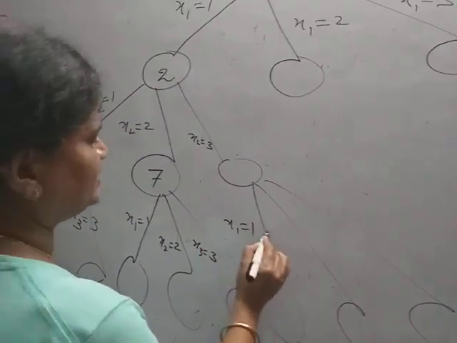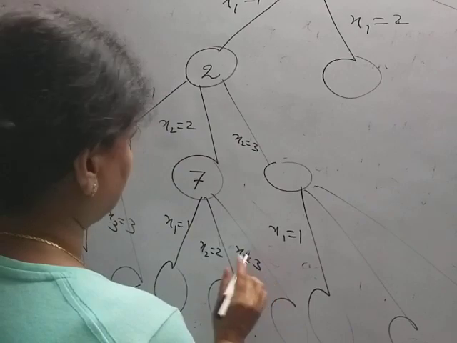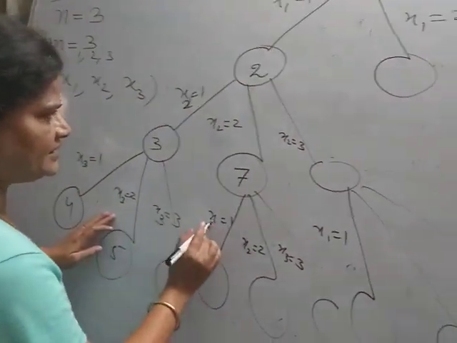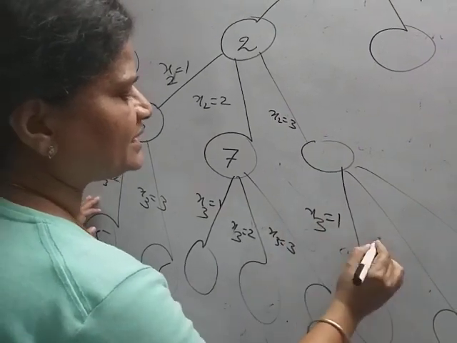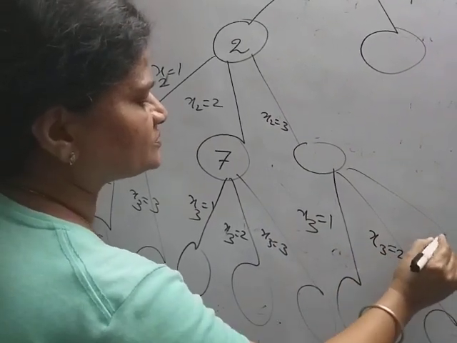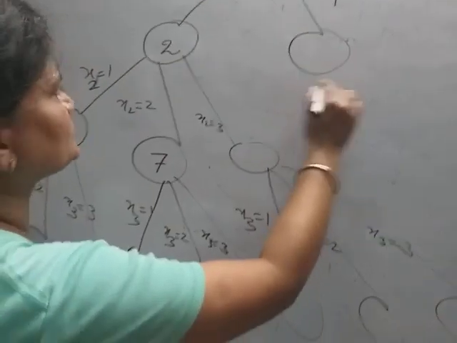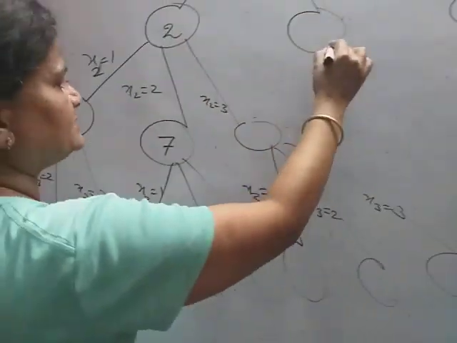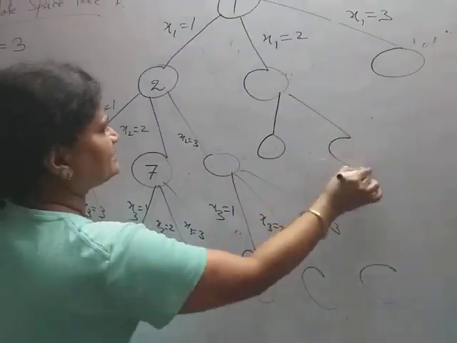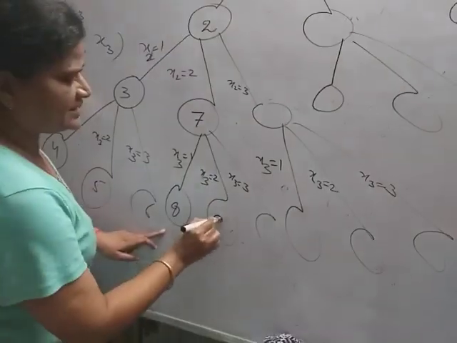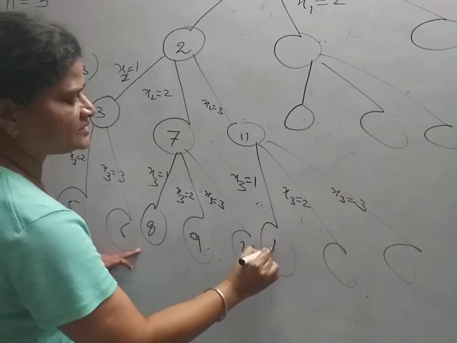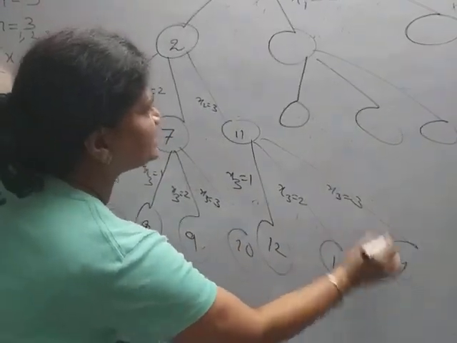x1 equal to 1, x3 equal to 1, x3 equal to 2, x3 equal to 3, x3 equal to 1, x3 equal to 2, x3 equal to 3, and so on. Here again there are 3 branches: 7, 8, 9, 10, 11, 12, 13, 14, 15.